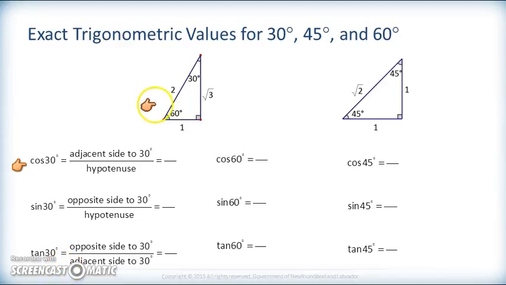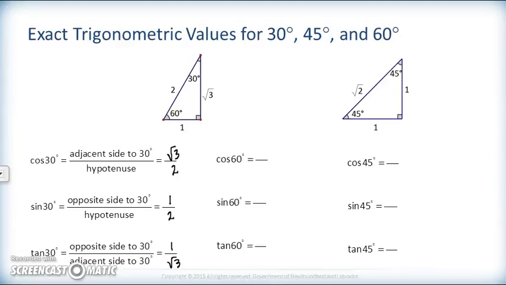So if we look at this basic 30, 60, 90 triangle, for the cosine of 30, the adjacent side to the 30-degree angle is root 3, and the hypotenuse is 2. The sine of 30 degrees is the opposite over the hypotenuse, that's 1 over 2, and the tan of 30 degrees is opposite, which is 1, over adjacent, which is root 3.